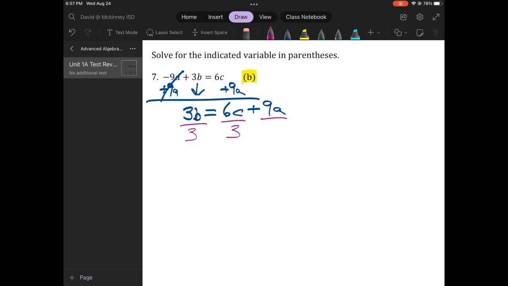Once I do that, 3 divided by 3 is 1, and so the 3's will cancel, leaving me with b is equal to, which was my goal at the start. 6 divided by 3 is 2. I write the letter c. 9 divided by 3 is 3. I write plus 3.